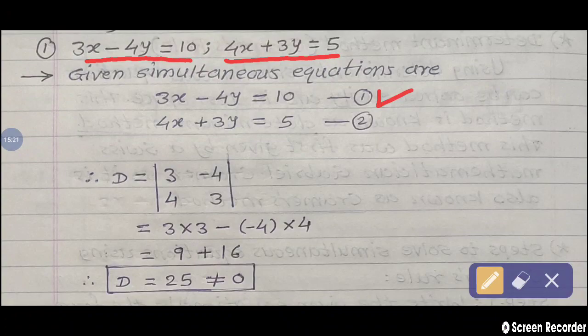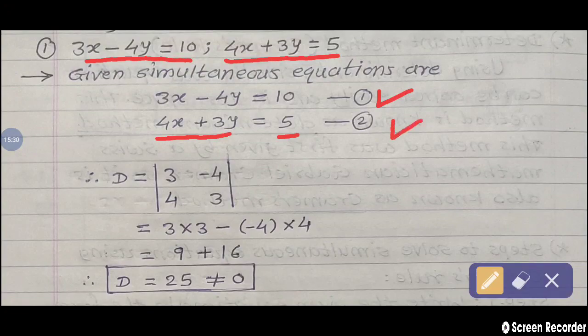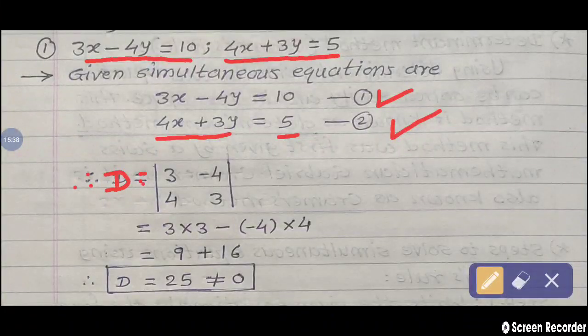So 4x in second equation, 4x plus 3y is equal to what? Constant number 5. This is equation number 2. Now first value we find out, that is the D. D is equal to, so how to find out the value of D?